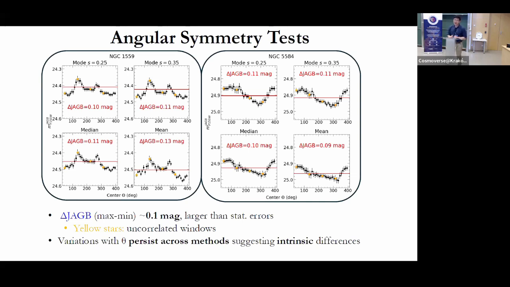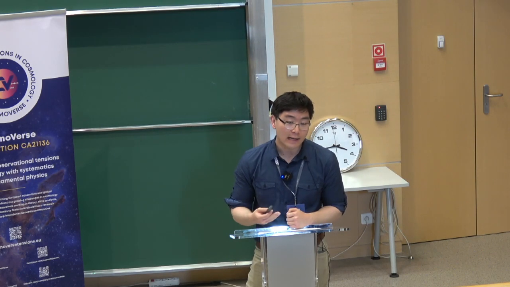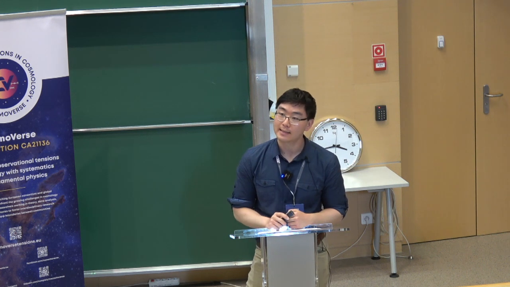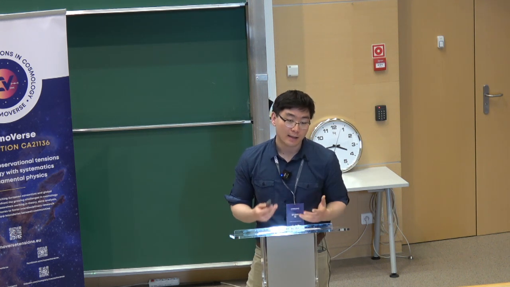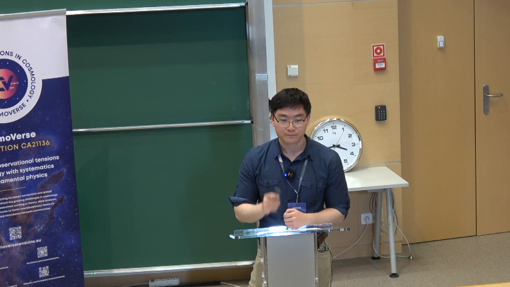On the y-axis, we plot the JAGB reference magnitude as a function of angle. For each galaxy, we look at 4 different measurement types. That's 2 modes, as well as the mean and the median. And we see here that we have variations on the order of maybe 1/10 of a magnitude. And these are certainly much greater than the statistical uncertainties, suggesting that something intrinsic might be going on.